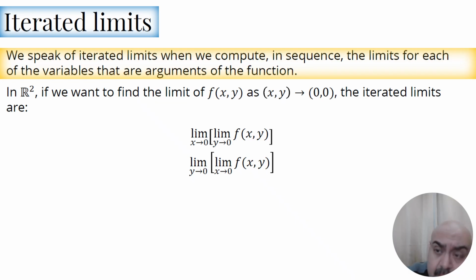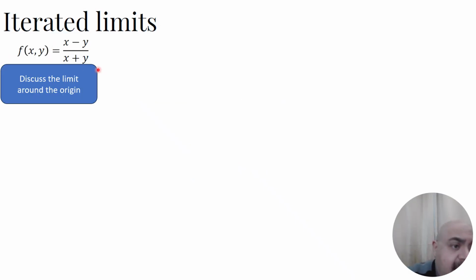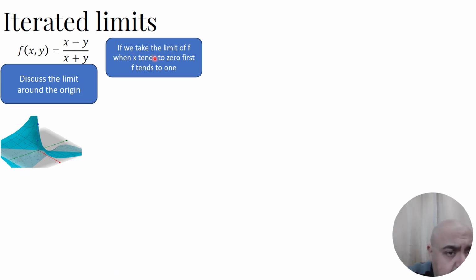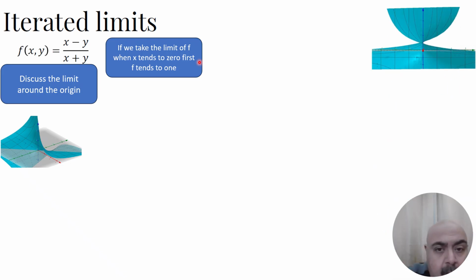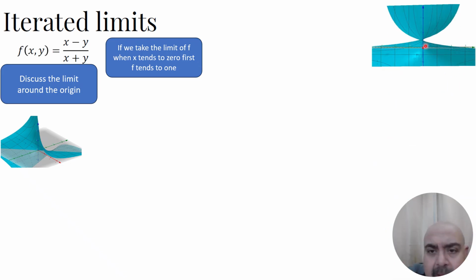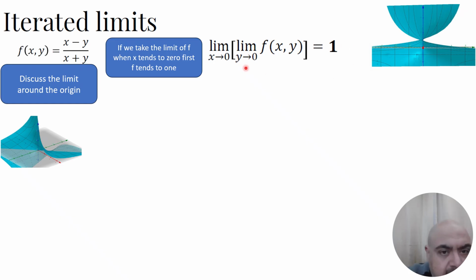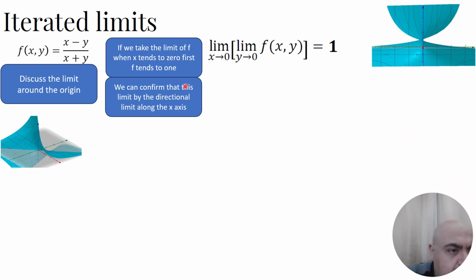In order to make things clearer, let's see this problem. I have f of x,y, which is (x minus y) over (x plus y). I want to discuss the limit around the origin of this function. So I will consider a sequence of iterations approaching this value. If we take the limit of f when x tends to 0 first, then I will apply y tends to 0, which means I will squeeze around x and see what's happening around y. So once more, the limit of the function when y equal to 0 will leave you with 1 over 1, which is equal to 1. If I try to do the same, it's a confirmation.